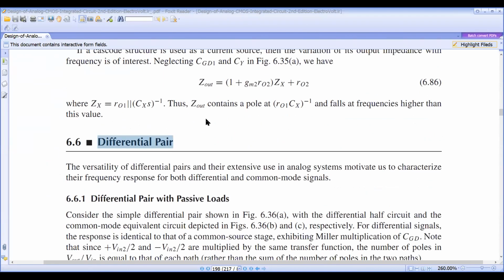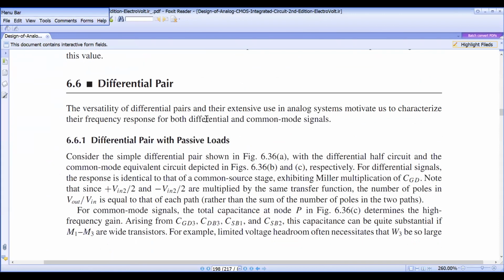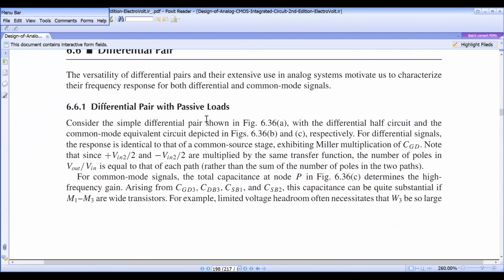Yeah, differential pairs. So now the next job is to find the transfer function or frequency response of the differential pair. In the frequency response module, we computed the frequency response of common source.